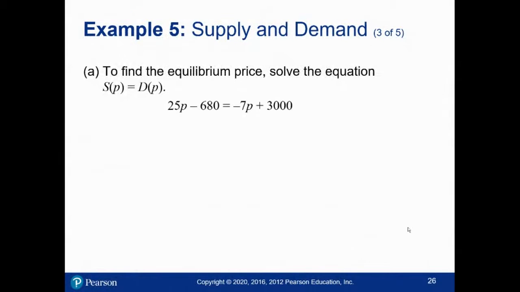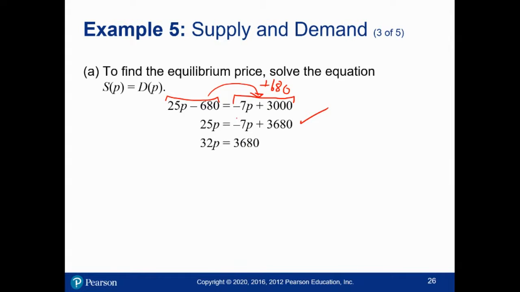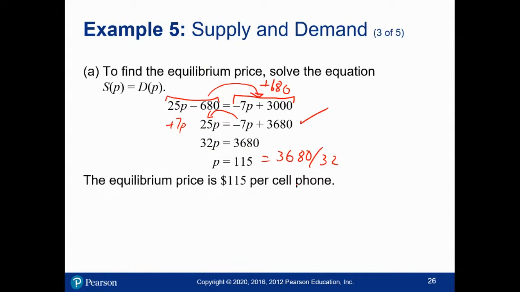So if I set supply equal to demand, I just take my two models, supply equals demand. Now, if we add 680 to both sides, we'll end up here. Now I'm going to add 7p to both sides, and we end up here. Divide by 32. This is just 3,680 over 32, and we get the price is 115. So if we charge $115 per cell phone, the amount produced will match the amount that people want to buy.